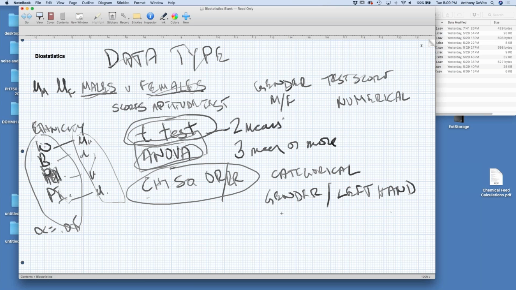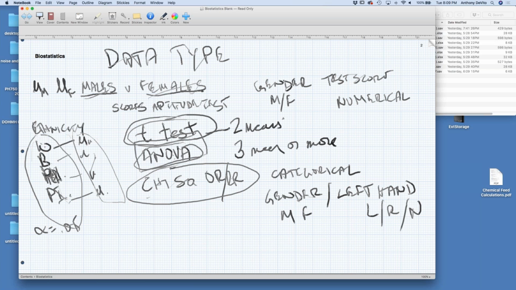Gender is male or female, and left-handed, again, happens to be 2 by 2, but it doesn't have to be 2 by 2. Left-handed is left-handed or right-handed, or it could be left-handed, right-handed, or neither.